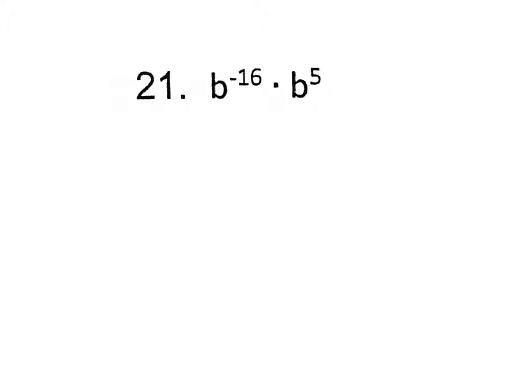2 more. 21, when you multiply, this is review stuff. When you multiply, you just add the exponents. Negative 16 plus 5 is negative 11. Do not leave a negative exponent in your answer. Remember, that means to flip it: 1 over b to the 11th.